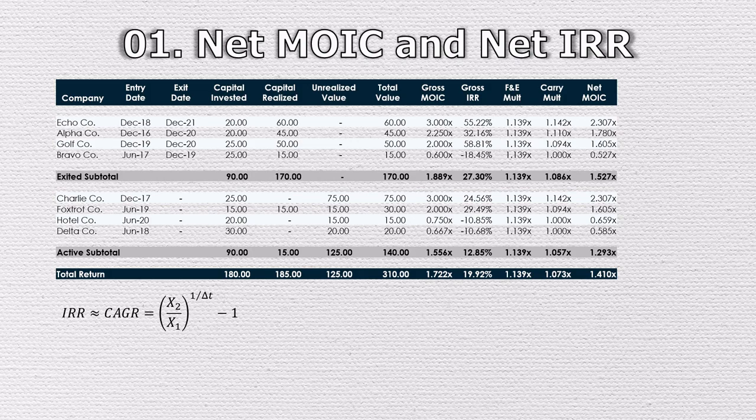But our model is going to work even when there are many cash flows within an individual deal or a portfolio of deals. The net IRR is equal to the net multiple raised to the power of 1 over the effective holding period, minus 1. Note that I said the effective holding period. We don't want to just take the difference between the entry and exit dates. Instead, we calculate the effective hold as the natural log of the gross multiple divided by the natural log of 1 plus the gross IRR.